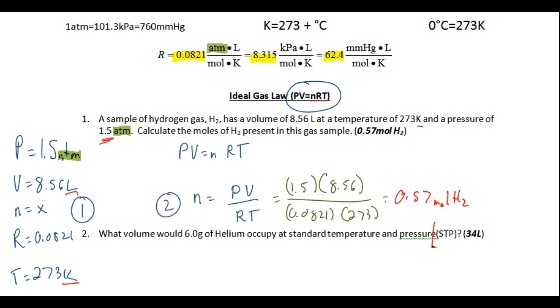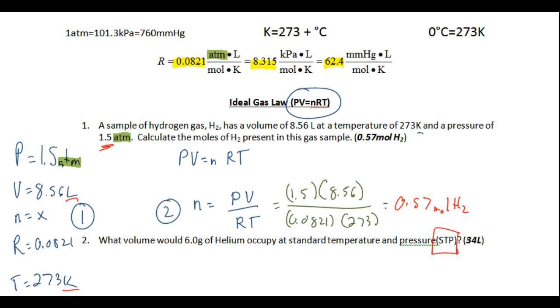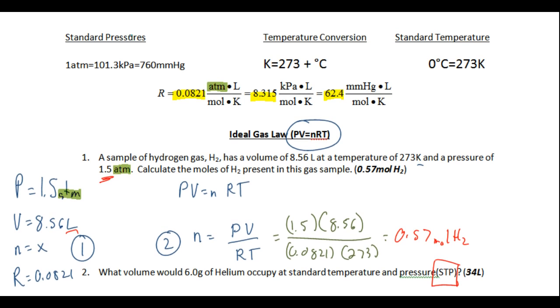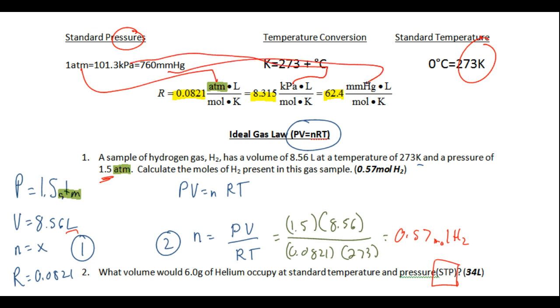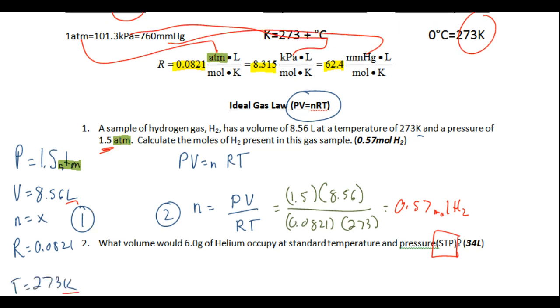Number two is asking you about STP. So STP is standard temperature and standard pressure. So these are your standard pressures and these are your standard temperatures, the 273 Kelvin. You can use any pressure you want as long as you get the R that corresponds to it. So atm to atm, kilopascals to kilopascals, and millimeters of mercury to millimeters of mercury. As long as the units match, it's okay.